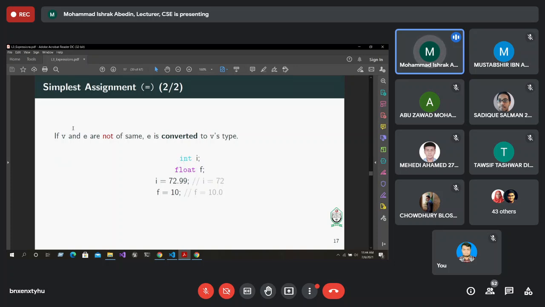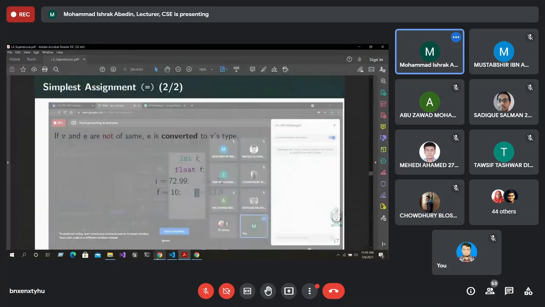So what will happen if the variable and the expression are not of the same type? Here i is an integer, and f is a float. If you want to store the floating point value 72.99 in the integer i, what will happen? First, this one will be converted to an integer. And we know when a float is directly converted to an integer, it is truncated, not rounded up. So as a result, 72 will be stored in i. Similarly, if we want to store the integer value 10 inside the floating point variable f, 10 will first become a floating point number, and then it will be stored in f.